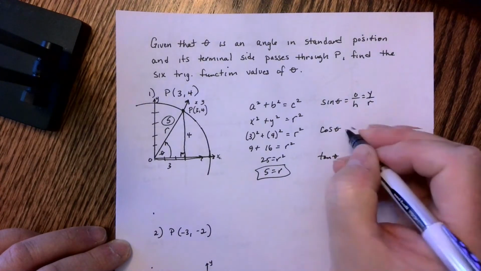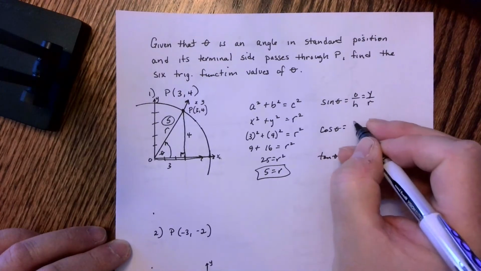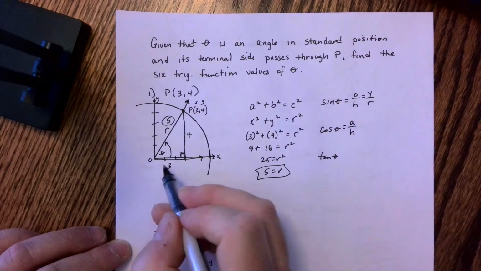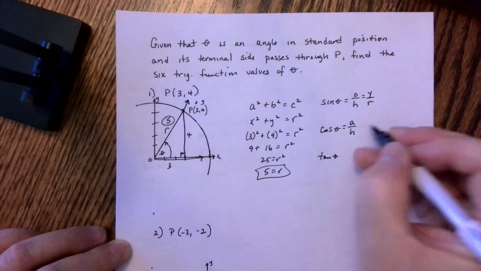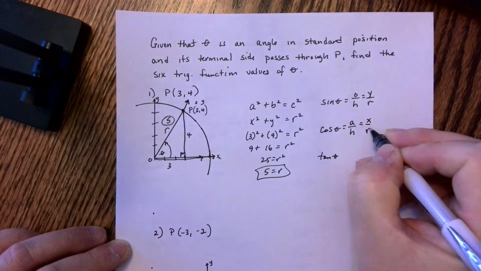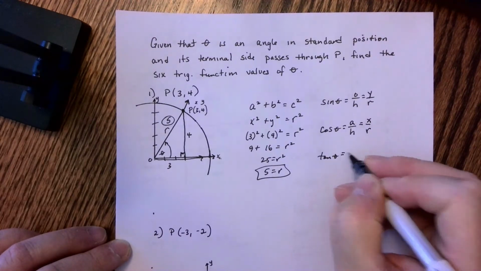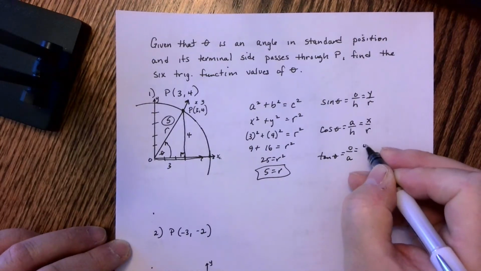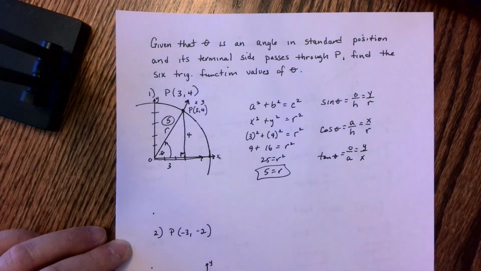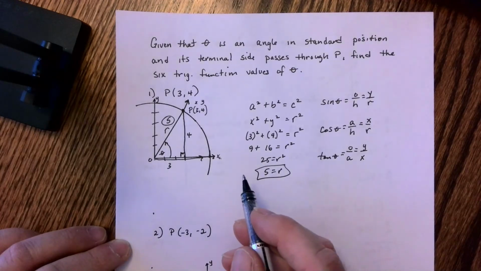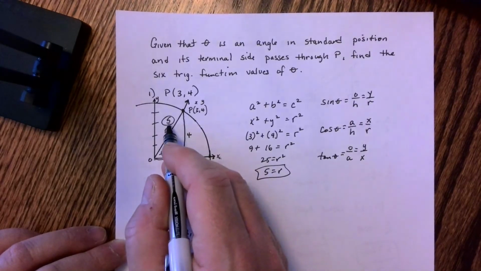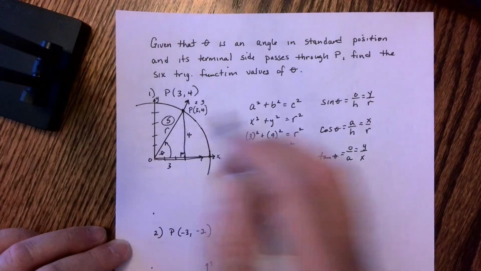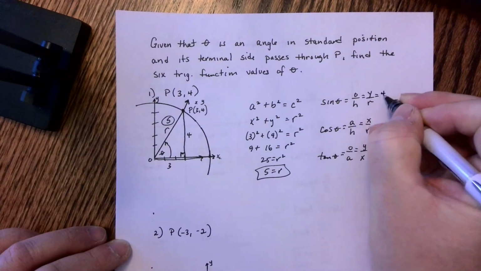My cosine of my angle is adjacent over hypotenuse. Once again, my adjacent is my x, so this will become x over r. And my tangent, of course, was opposite over adjacent. We already know that opposite is y, adjacent is x, and so we have y over x. Now let's plug in our values and see if we can finish this up. Sine is opposite over hypotenuse, or y over r, so it's simply 4 over 5.